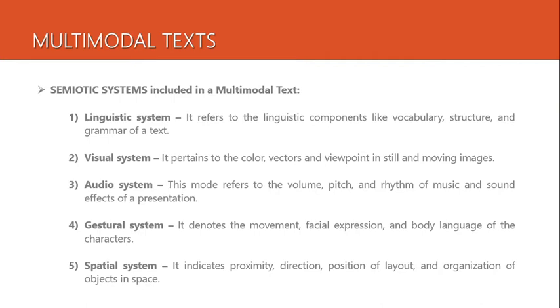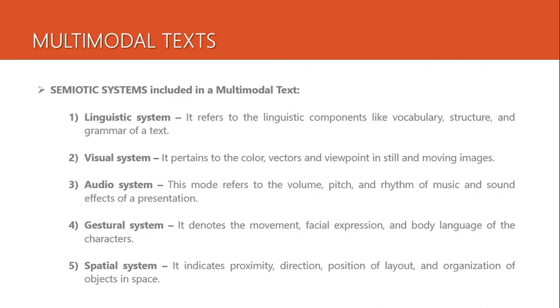Visual system. It pertains to the color, vectors, and viewpoint in still and moving objects. This pertains now to what you see. Audio system. This mode refers to the volume, pitch, and rhythm of music and sound effects of a presentation. Or we can say that this system is what you hear.